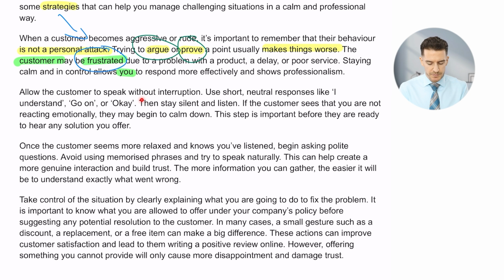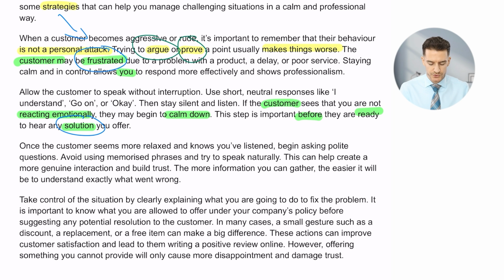Allow the customer to speak. Okay, so use short, neutral responses. There we go. Stay silent and listen. If the customer sees that you are not reacting emotionally, they may begin to calm down. This step is important before they are ready to hear any solution you offer. So that looks like the correct answer there: solution.